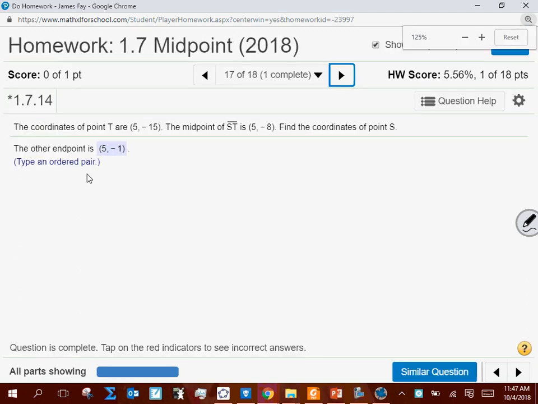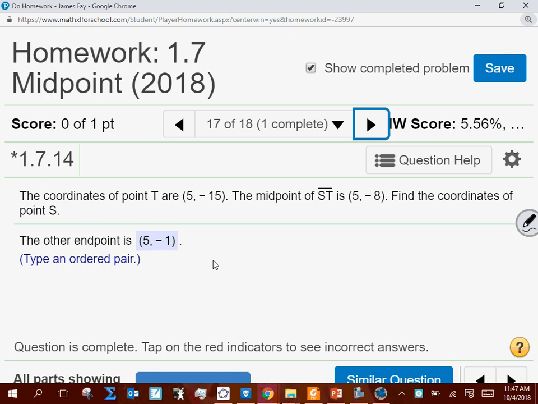All right. So it says the coordinates of point T are 5, -15. The midpoint of ST is 5, -8. Find the coordinates of point S. So S is another endpoint, right? Okay. So right now we know a couple things, and I'm just going to write on top of the problem here what we know. We know that this is X sub 1 or X sub 2, whatever you want to call it, and this is Y1 or Y2. It's one of our endpoints, right?